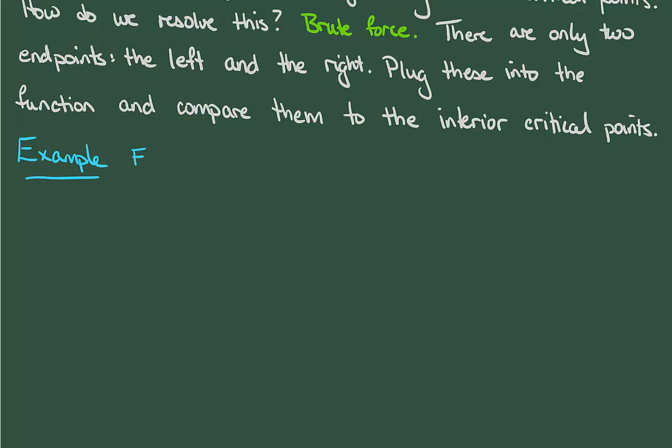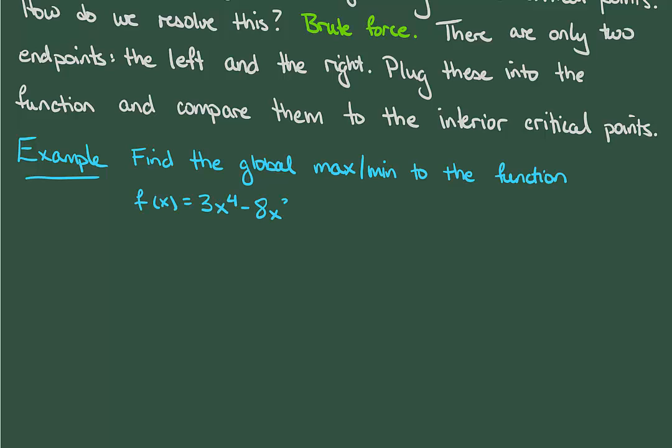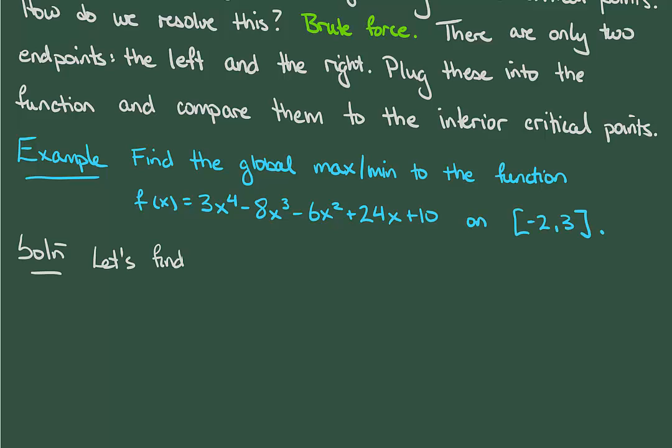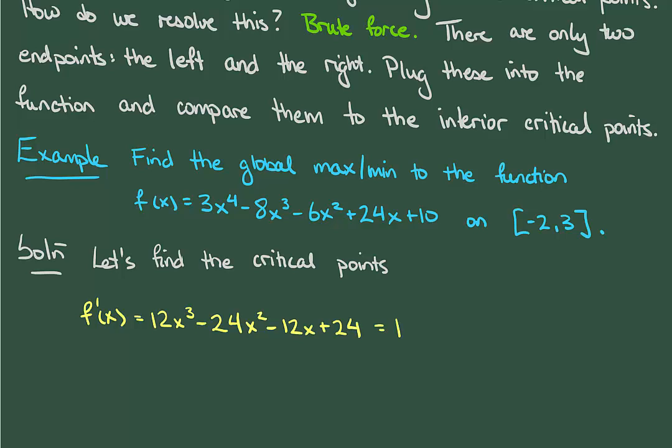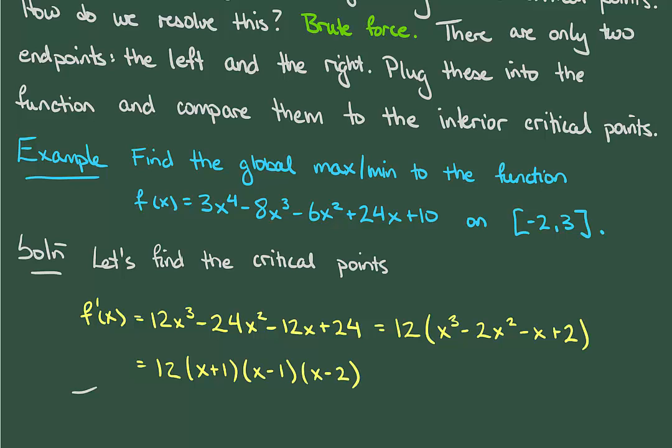So let's take everything we've learned and let's apply it to the following function. We have here a quartic function, which we want to optimize on the interval -2, 3. Let's work on the interior critical points first. Differentiating f gives us this cubic, which we can factor into linear terms as so. The critical points are the roots, which we can read off easily as -1, 1, and 2.